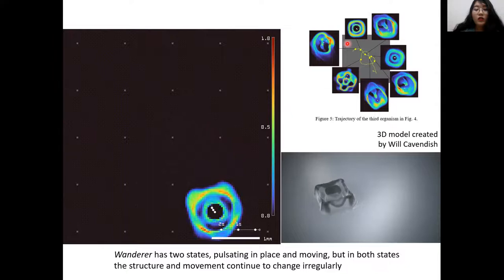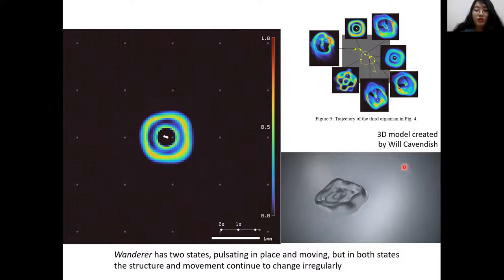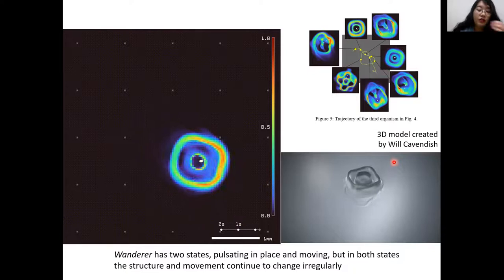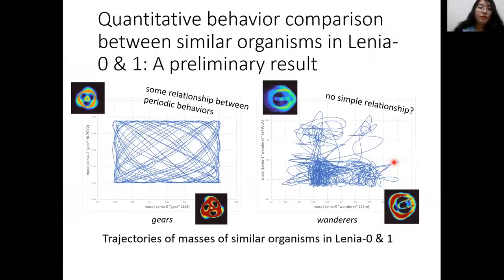This shows its trajectory. This is a 3D model of Wando created by Will Cavendish. Currently, we compare the behavior between similar organisms in Lenia 0 and 1. These graphs show the preliminary result. These are the trajectories of masses of similar organisms. In the case of gears, we see some relationship between periodic behaviors. On the other hand, in the case of wonders, we have not found a particular relationship between these two organisms.